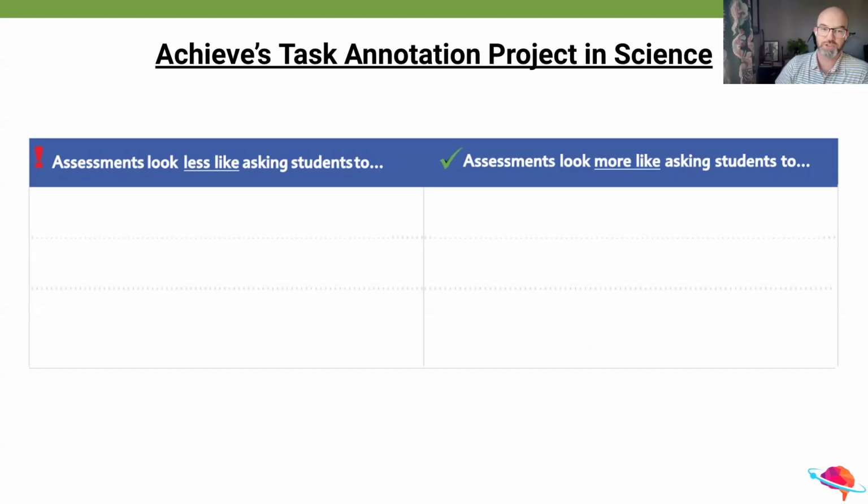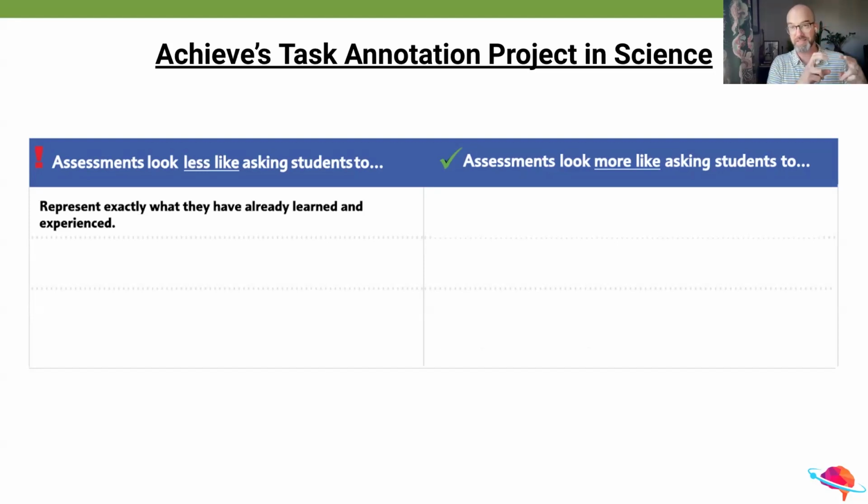So first off, your assessments should look less like where students represent exactly what they've already learned and experienced. I used to do this in my class where I'd have an exit slip and I'd teach students about erosion, and then I would ask them questions at the end of class about erosion. And we'd literally look at the thing that we talked about in class and I put that image back up on the board and I'd say, can you explain this image? Students would try to do it in the exit slip and that would say I was successful or not. So that is no longer evidence of proficiency. It is evidence of progress, but it's not proficiency.